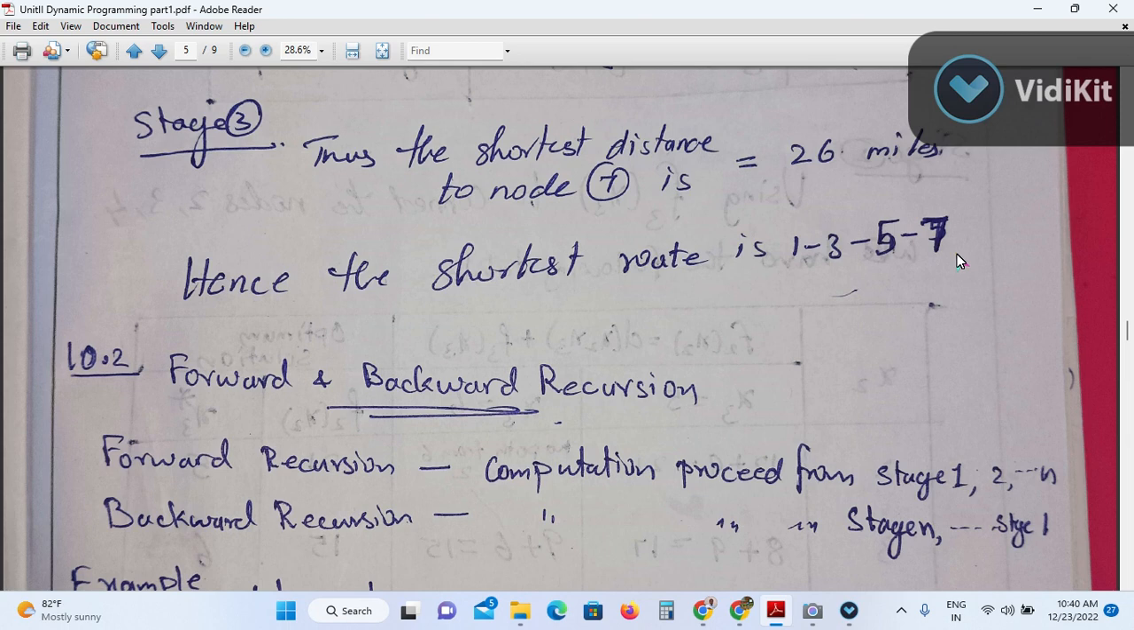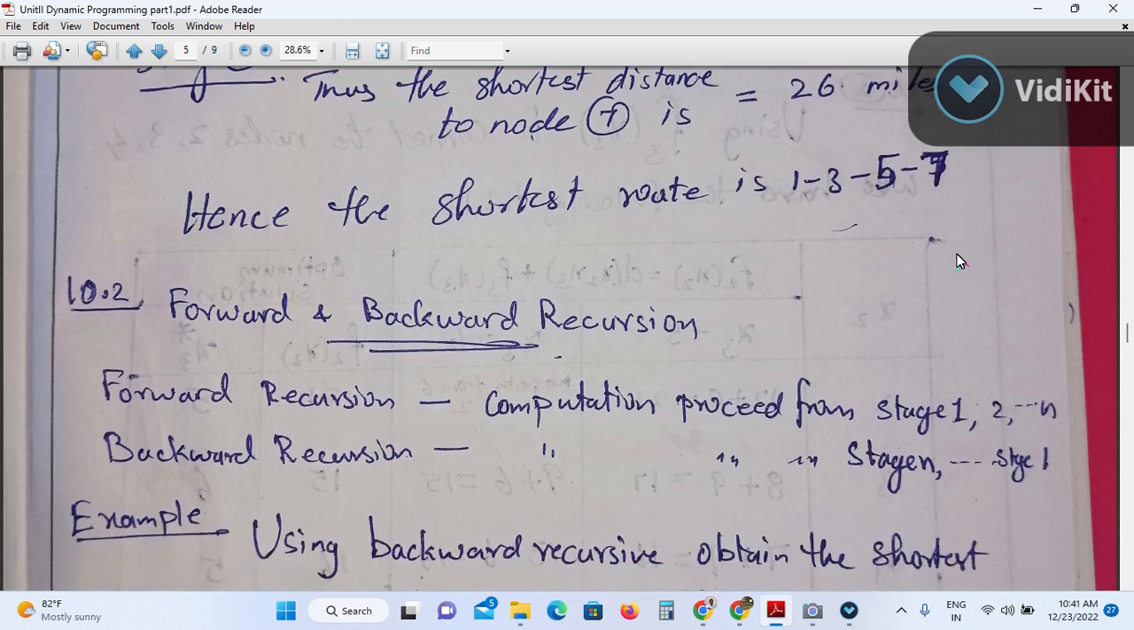So if you are going for the shortest case, whether you go from, for example, Chidambaram to Chennai or Chennai to Chidambaram, you will have to take only the shortest distance. So if you go for the backward operation also, you will get the same answer, same route. So that is the next one, the backward recursion. So what is backward recursion? It is nothing but computation proceeding from the nth stage and so on, moving to stage 1.